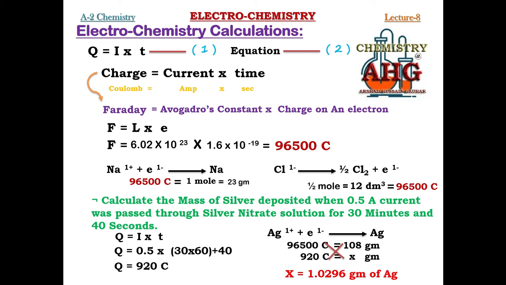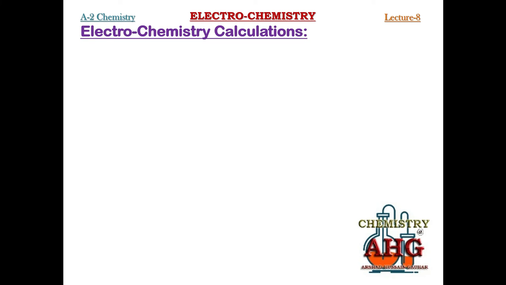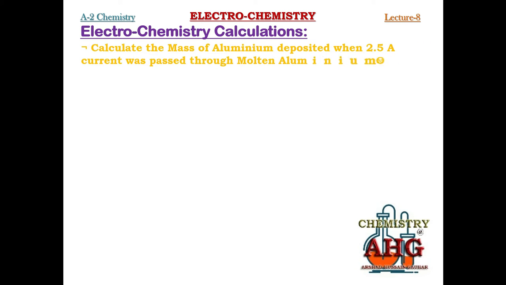Now you must remember, in this case we have followed which sequence? Step 1, then step 2. Now look at the next example. In this example, we have been asked to calculate the mass of aluminum. So simply again the same method, same sequence of steps we will follow.